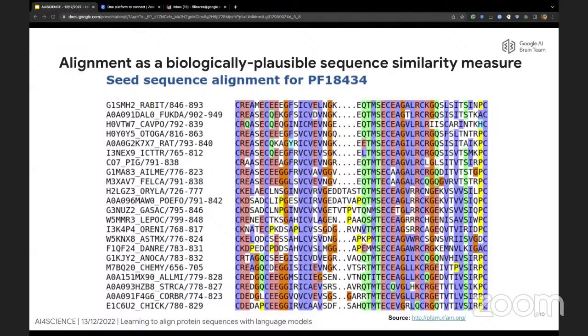But of course, aligning them is one part of the problem. The other problem is homology detection. If I have only one sequence, can you find me the sequences among a database of 200 million sequences? Which ones are the ones you should be aligning? There are these two aspects of the problem.